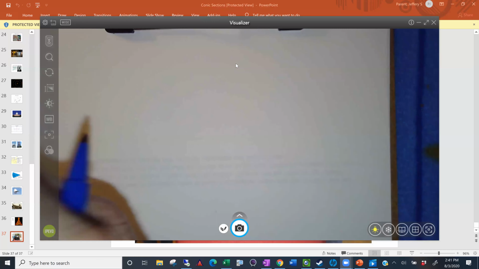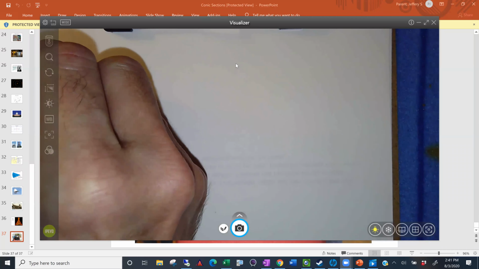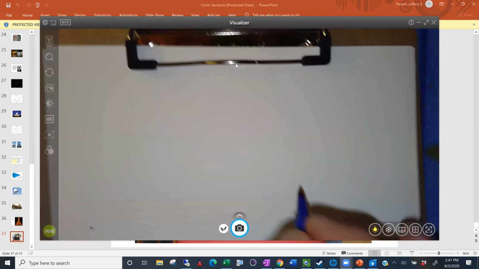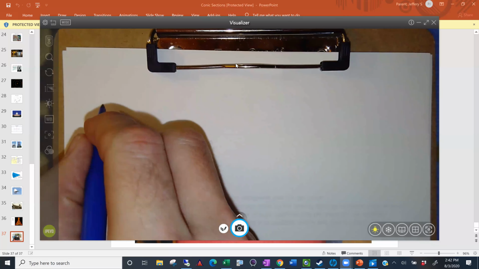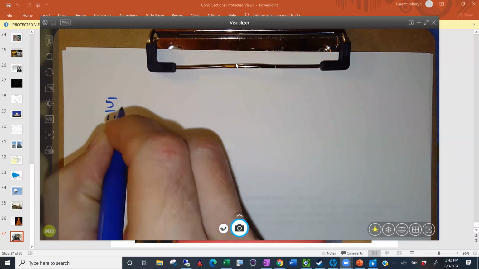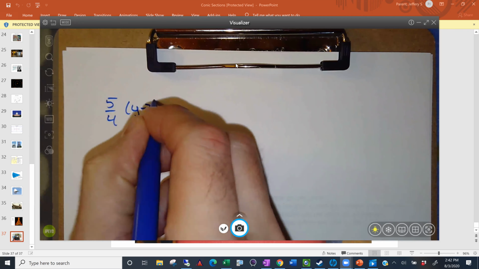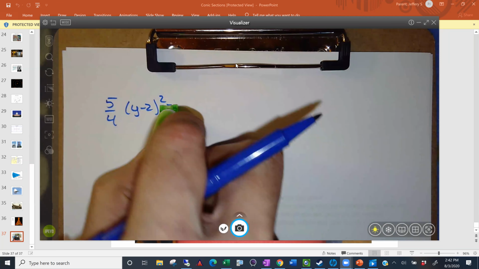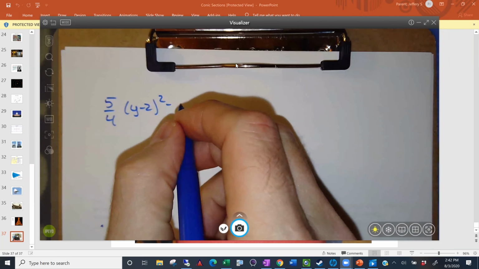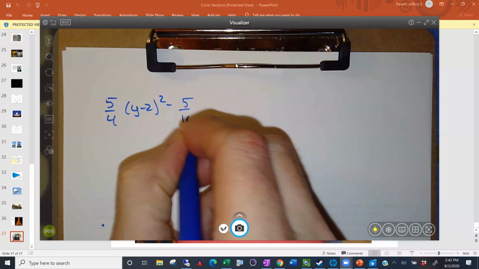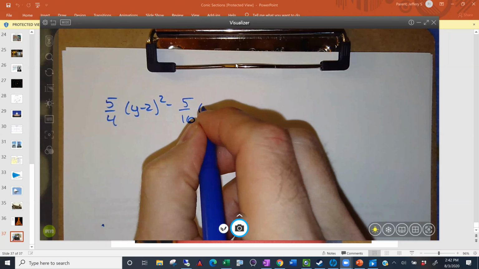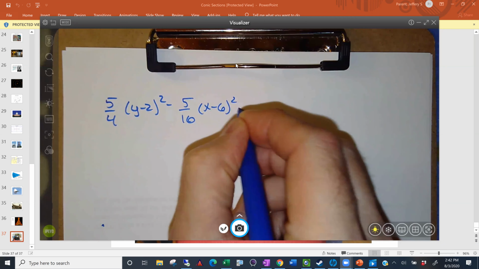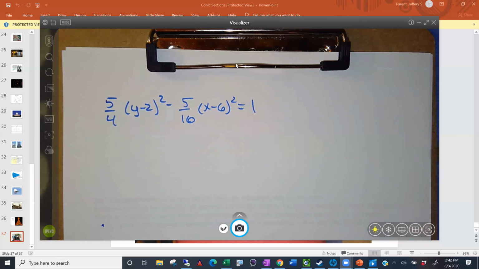So I think this one was from your book or from WebAssign. It certainly is not a problem that I would write. Oops, it'd be a minus there. 5/16 x minus 6 squared equals 1.